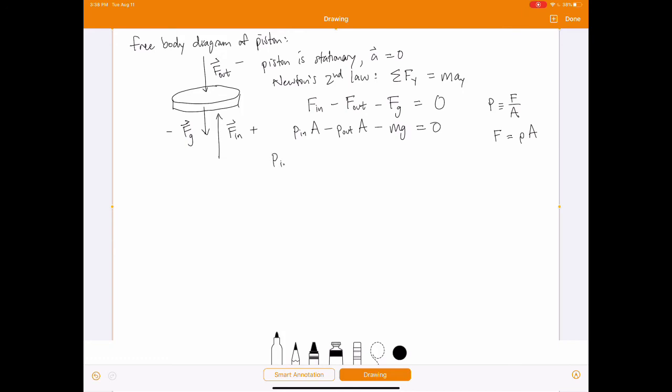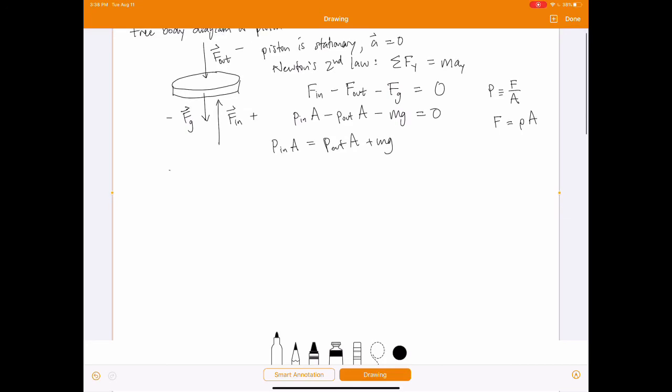So I'll take P in times A equals P out times A plus mg, and then just divide through by A. You'll get P in equals P out plus mg divided by A. Okay, so that's how we solve for P in. Now, let's plug in what we are given, but let's make sure that everything is in SI units, okay?